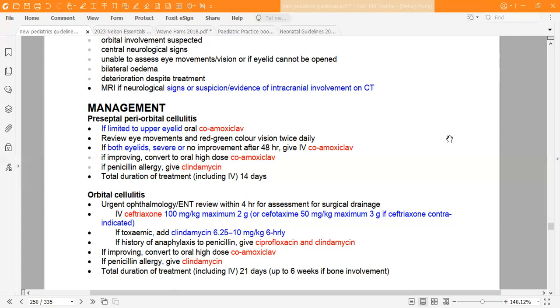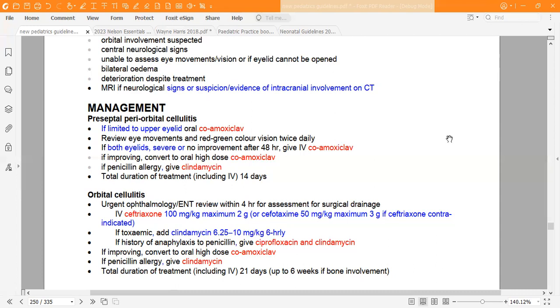If improving, convert to oral high-dose co-amoxiclav. If penicillin allergy, we switch to clindamycin. Total duration of treatment, including the IV, is 14 days. So for pre-septal cellulitis, the whole duration of treatment is going to be 14 days.